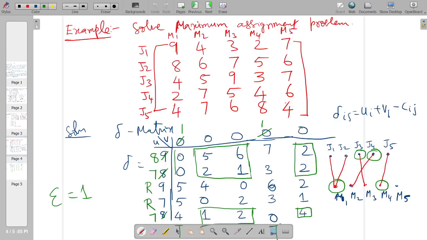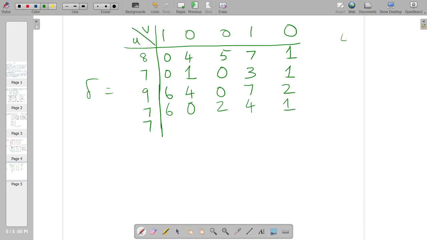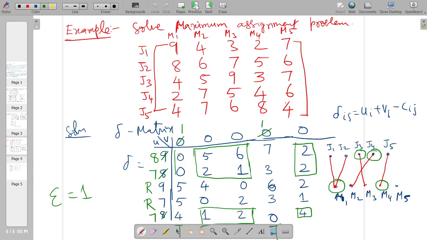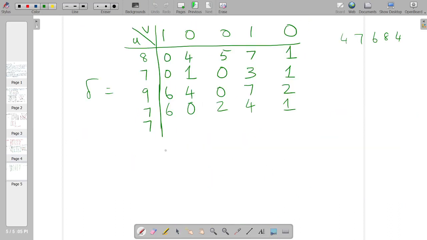Now what about the last row? 4 7 6 8 4. Good. Now I calculate the values of delta. 7 plus 1 is 8 minus 4 is 4, 7 minus 7 is 0, 7 minus 6 is 1, 8 minus 8 is 0, 7 plus 0 is 7, minus 4 is 3.